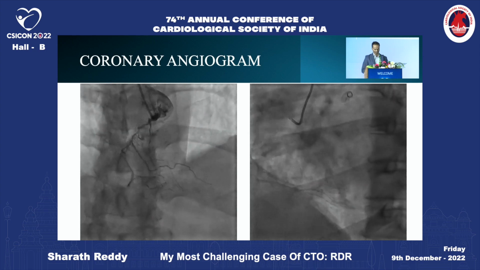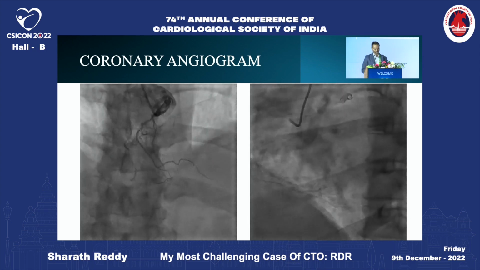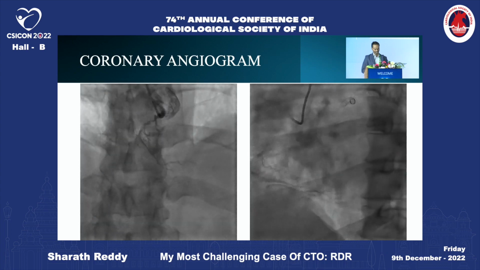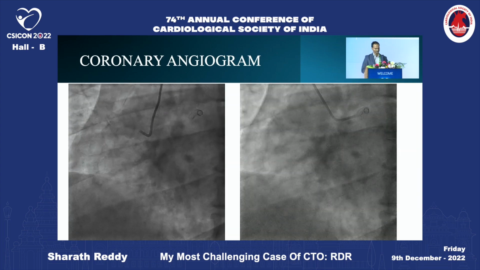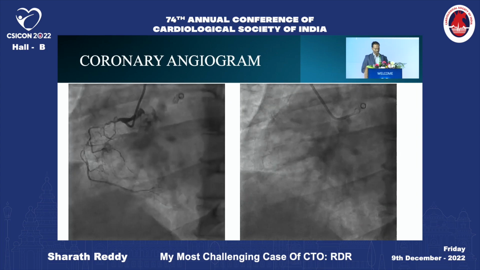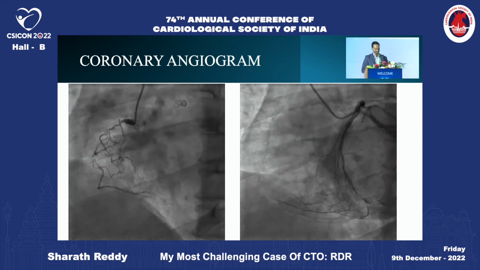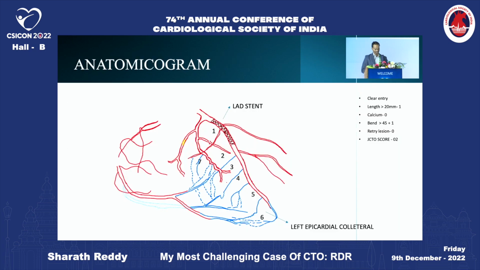In fact, it is also originating from the anterior part of the sinus. If you closely observe, it's not a regular origin of the right coronary artery, and it's dominant. So you can see the length of the total occlusion in the right coronary artery. So this is the angiogram of this patient.